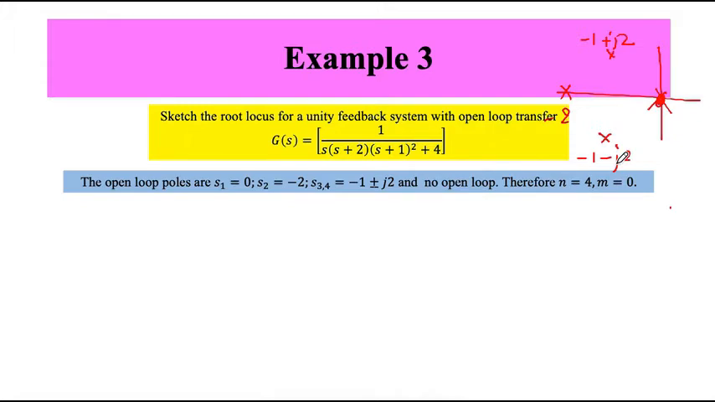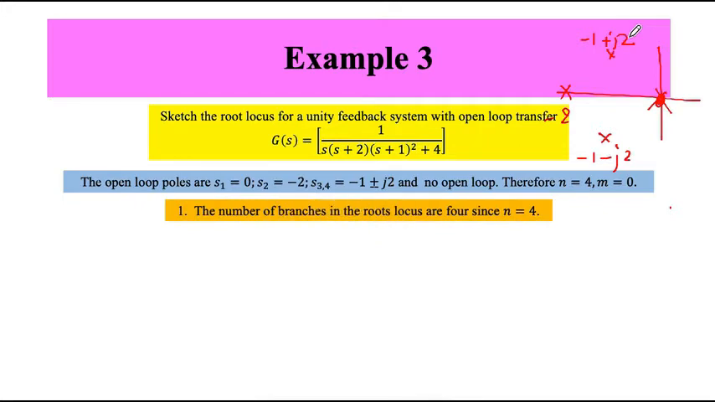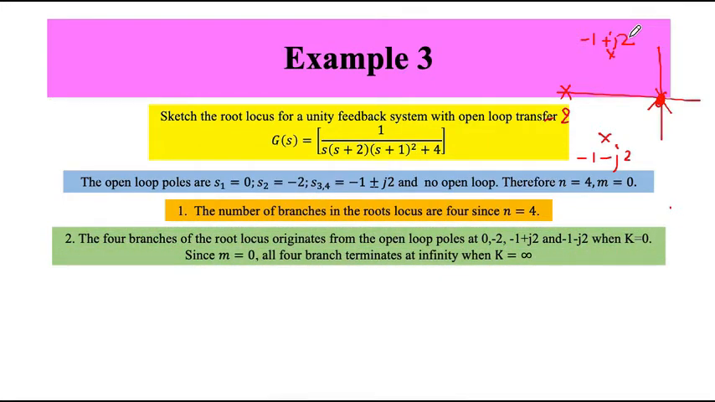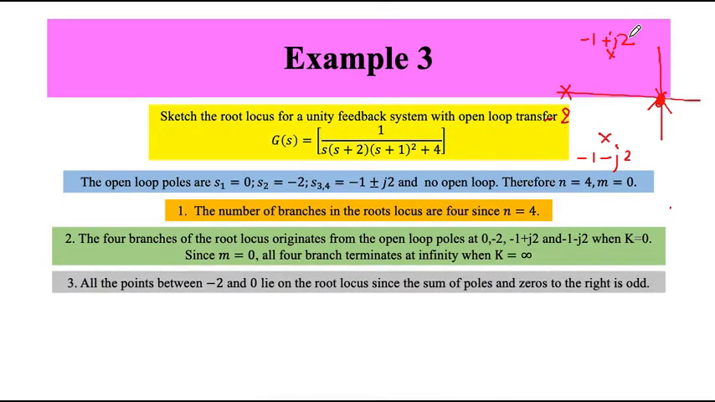Now we will calculate which part of the root locus lies on the real axis. Again, number of branches will be 4. Since there is no 0, all 4 branches will terminate at infinity. For the real part, if I am standing here, there is 1. If I am standing here, there is 3. So this whole part will lie on my root locus.